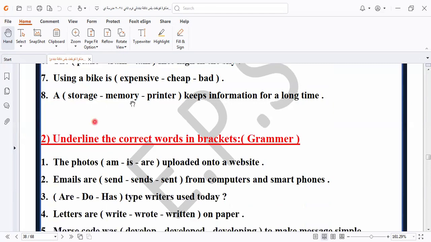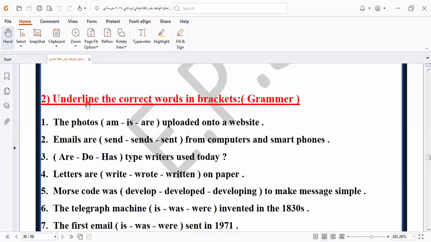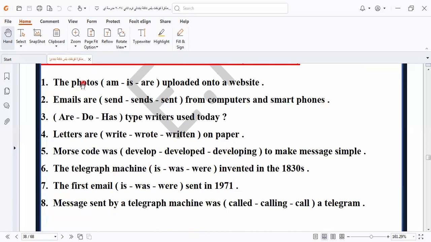A storage, memory, printer keeps information for a long time. For a long time, what will it be? Think with me. Which one keeps information for a long time? Storage. Storage is for a long time. For a shorter time, it will be memory. Here it is not short time. Long time will be storage. Okay, let's answer the questions below.